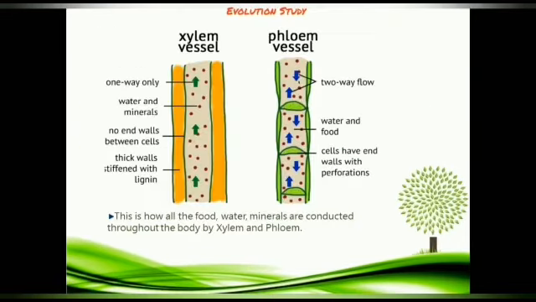The difference between the xylem vessel and the phloem vessel. In xylem it is a one-way flow, and in phloem vessel it is a two-way flow. Water and minerals are there in xylem, and water and food are there for the phloem vessel. No end walls are there between the cells. Cells have end walls with perforations in the phloem cell. Thick walls stiffen with lignin in the xylem vessels.